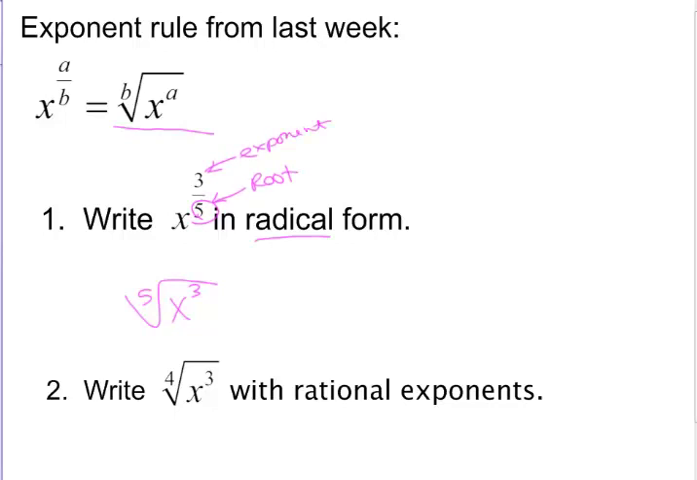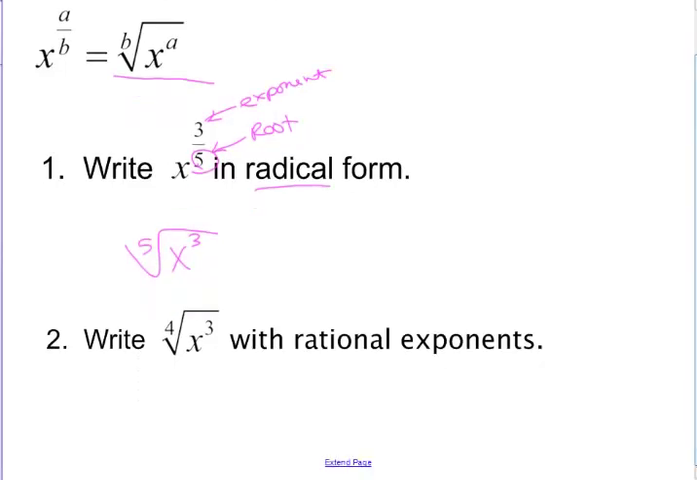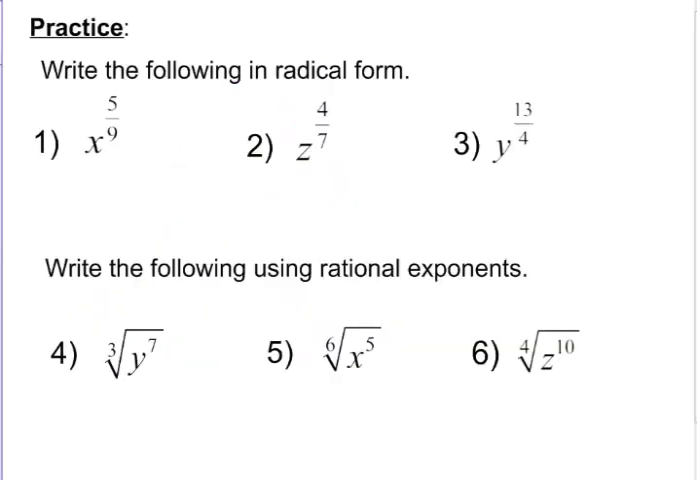Okay? Works the same if you have a radical and you need to convert it to a rational exponent. The root is going to be the denominator. Okay? And the exponent is going to be the numerator. Okay, just like above. So then you would rewrite that x to the 3/4 power. All right, try these practice ones.